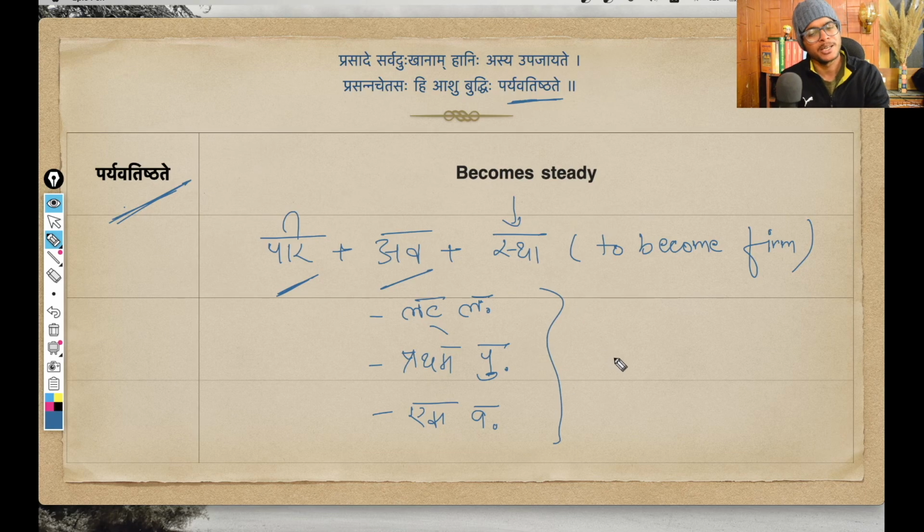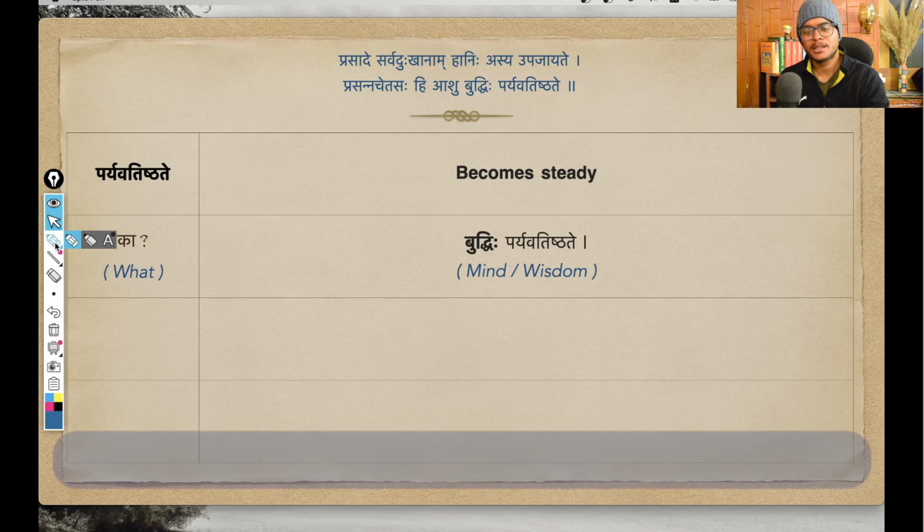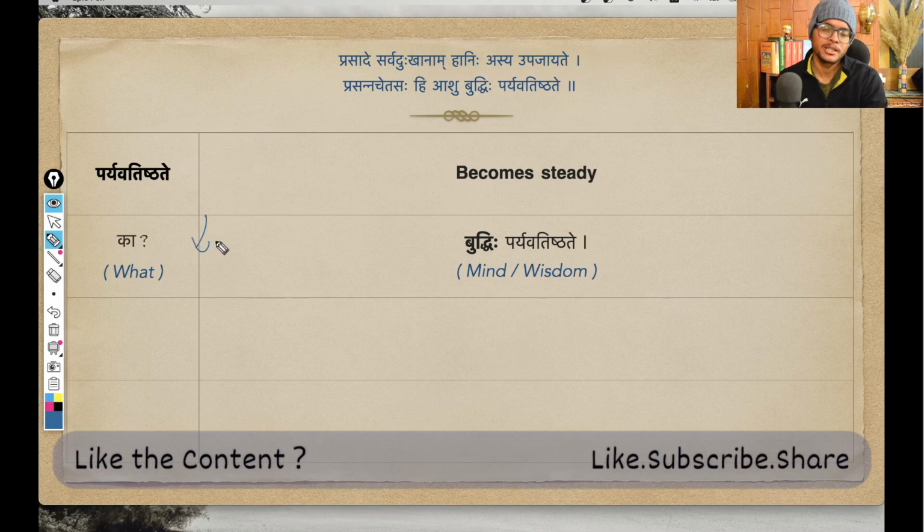Lat lakaraha prathama purushaha ekavachanam. Okay, so pari and ava, due to yana sandhi, become paryava, and from stha we get the form tishthate. So that is this paryavatishthate. That is the kriya pada you see here. And the meaning is something becomes steady, something becomes firm in that sense. And then the question will be, ka paryavatishthate? And Krishna says, buddhihi paryavatishthate.